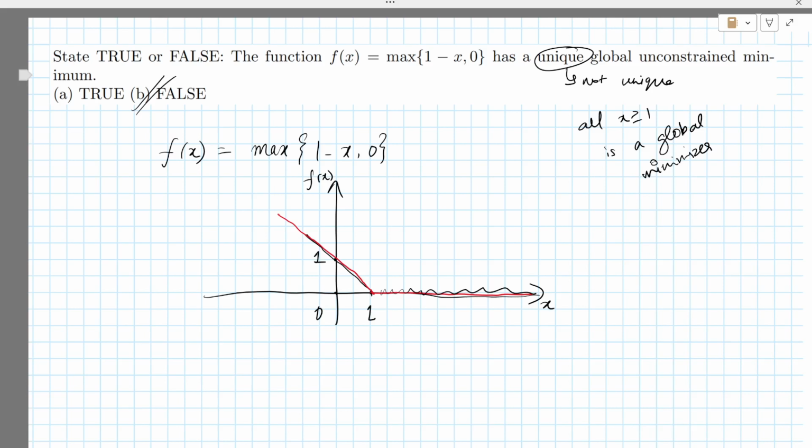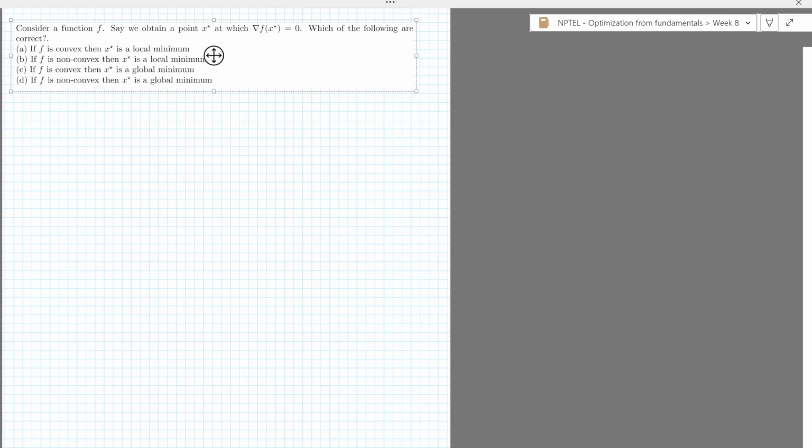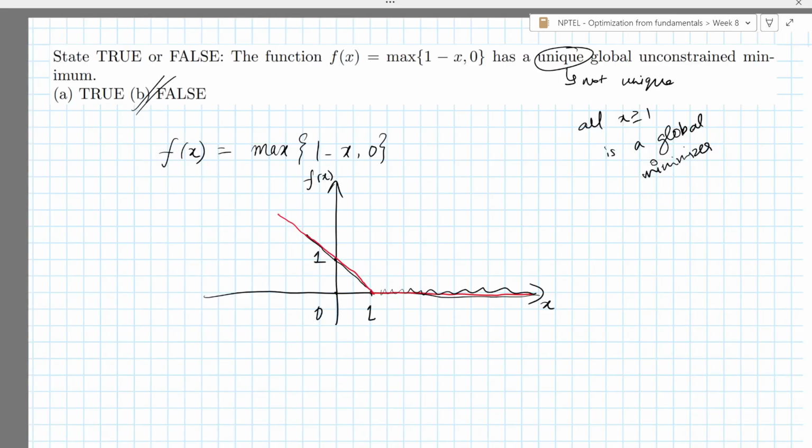Okay. I mean the minimum value is 0 everywhere. So the minimum value is always unique. Yeah. The global minimum value is always unique. Local minima may not be unique.